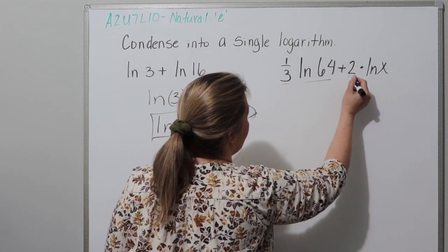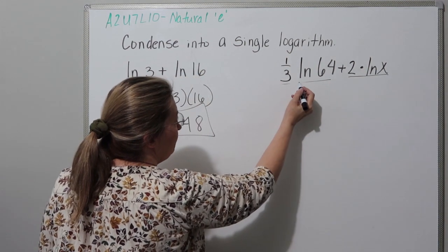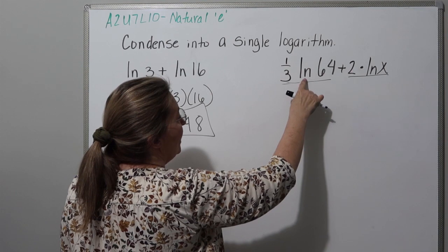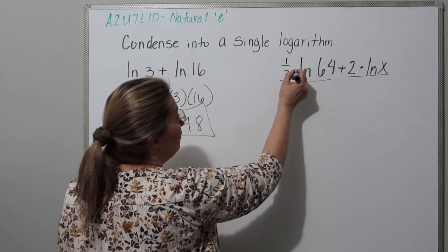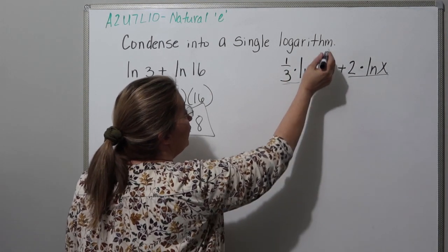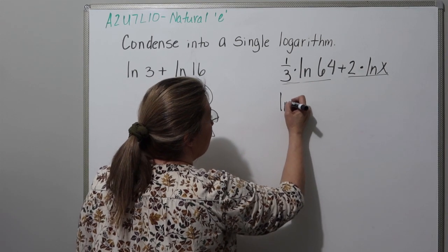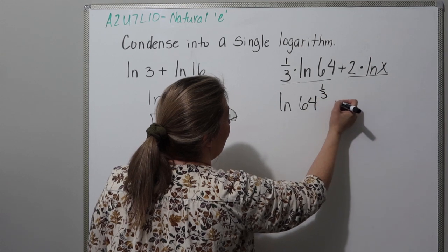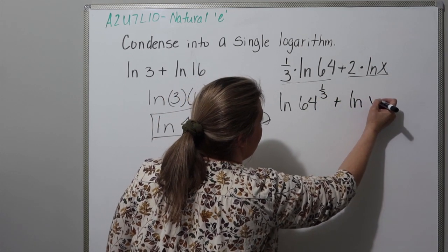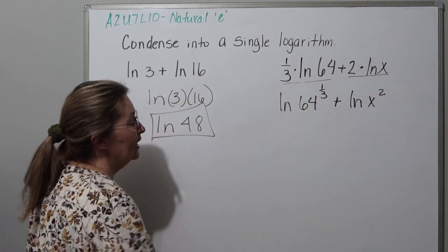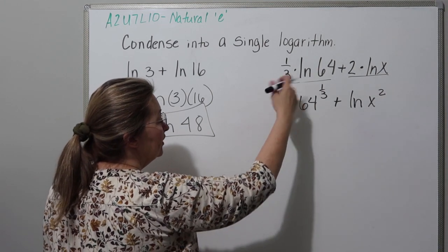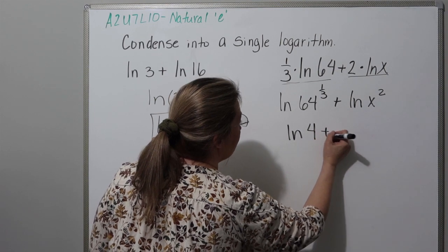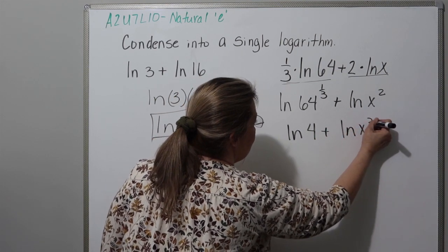It's a little more complicated. Let's condense each part of it first. So 1/3 times natural log 64. If you have a number multiplied by your log, you can make it your exponent. So now what I have is ln 64 to the 1/3 plus ln x squared. This can be reduced to, what is the cube root of 64? ln 4. I'm not going to change anything here.